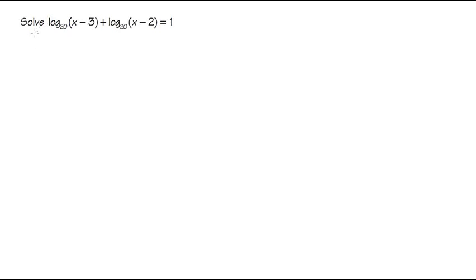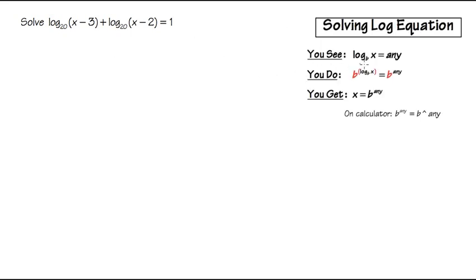Okay, we're going to solve this equation: log base 20 of (x minus 3) plus log base 20 of (x minus 2), and this is equal to 1. Well, first of all, how can we solve a log equation? So let's review it real quick.